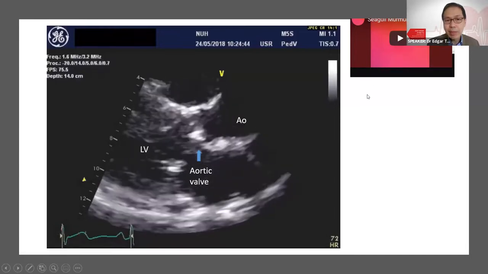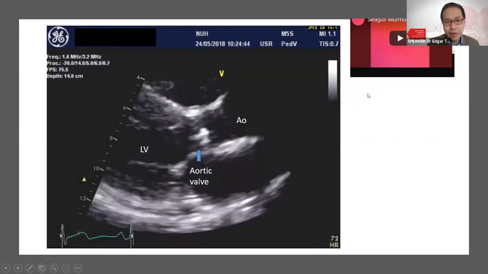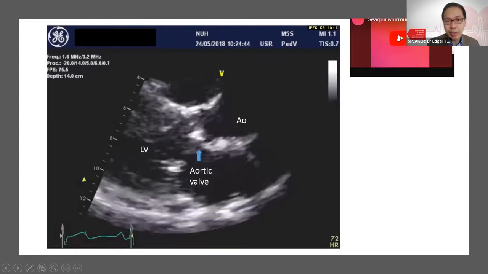Sometimes if the valve is tight, you can also hear what is called a seagull murmur, which I'll play for you right now.